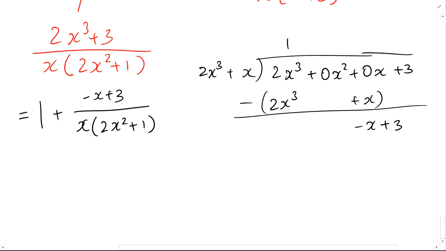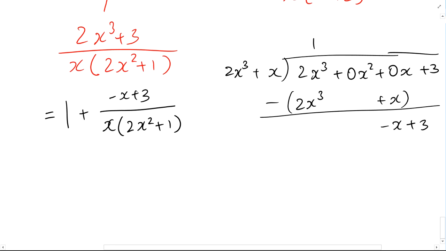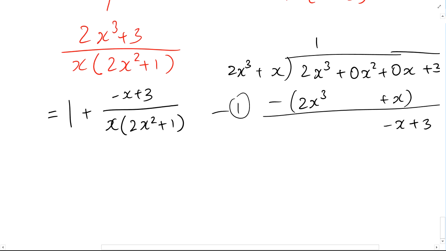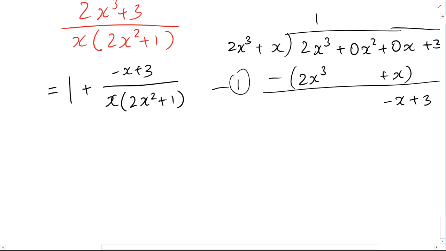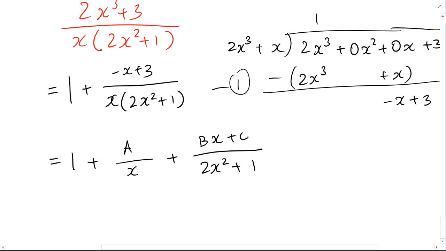Okay, are you all able to do this? Your long division algorithm since primary school. Same thing over here. This one will give you 1 mark already. Okay? Now, is this a partial fraction yet? No, it is not. I haven't split my denominator, right? So what am I expecting? 1 plus a over x plus (bx plus c) over the other factor. Why?